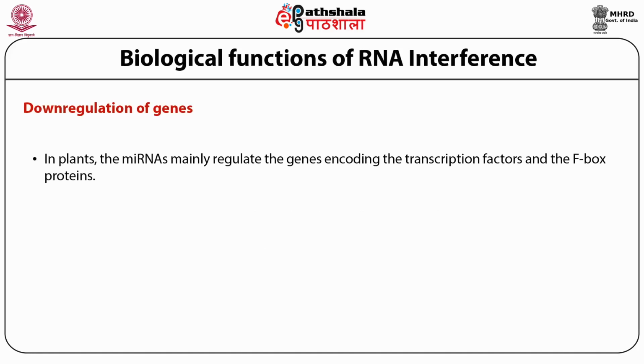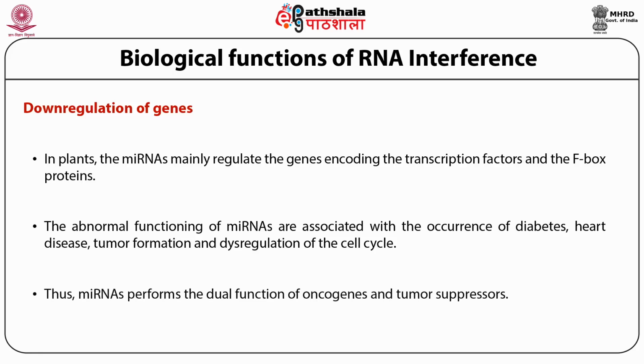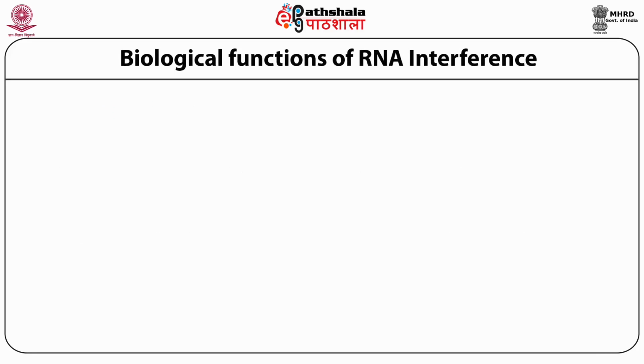In plants, the microRNAs mainly regulate the genes encoding the transcription factors and the F-box proteins. The abnormal functioning of microRNAs is known to be associated with the occurrence of diabetes, heart disease, tumor formation, and dysregulation of the cell cycle. Thus, we can conclude that the microRNAs are so important that they perform the dual function of oncogenes and tumor suppressors. The phenomenon of RNA interference is also involved in upregulation of genes.